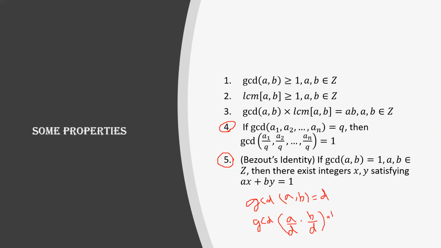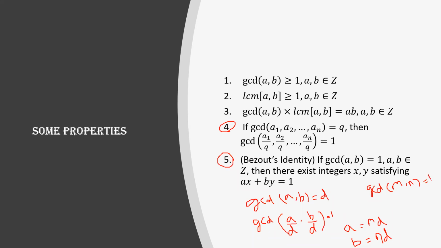Now, since A by D and B by D must be integers, we can assume that A is equal to MD and B is equal to ND. This is an alternate way which I am doing. This is not the only way to do it. Nikhil has also given another way, but I feel that using these identities is much better. Now when I put the values of MD and ND inside, we get that GCD of M comma N is equal to 1.